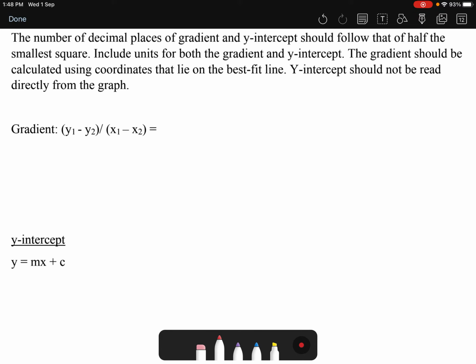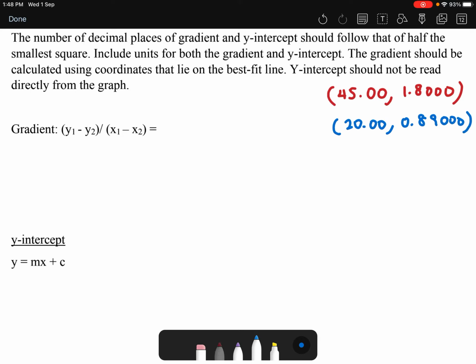So let me just write down. (45.00, 1.8000). Again, the second coordinate is (20.00, 0.8930). Okay, so maybe I'll label the x1, x2 first. So x1 is this, y1 is this, then x2 is this, y2 is this.